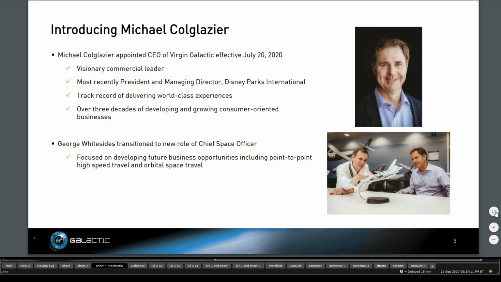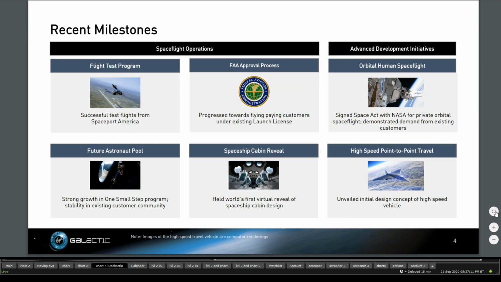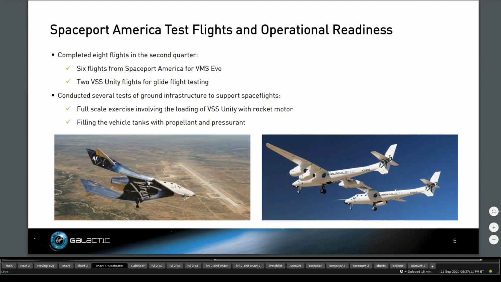So their CEO is Michael Colglazier, and we get to see that he was appointed on July 20th, 2020. Vision commercial leader, most recently president and managing director of Disney Parks International. We get to see some recent milestones: spaceflight operations, flight test program, FAA approval process, future astronaut pool and spaceship cabin reveal. Advanced development initiatives include orbital human spaceflight and high-speed point-to-point travel.